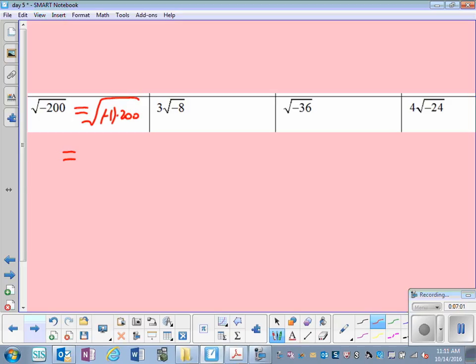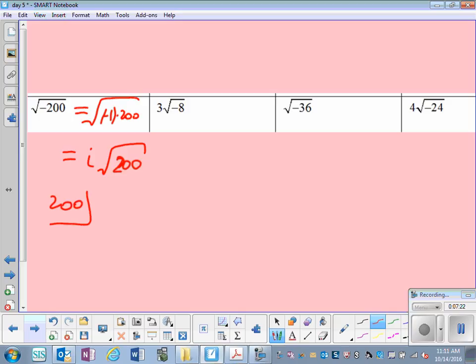Square root of negative 1? I, right? The imaginary number. And then I still have that square root of 200 left under the radical. So I can simplify the square root of 200 now using my ladder, correct? Yeah, so let's do that.